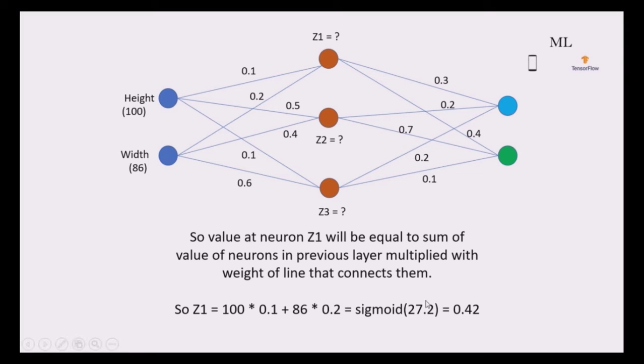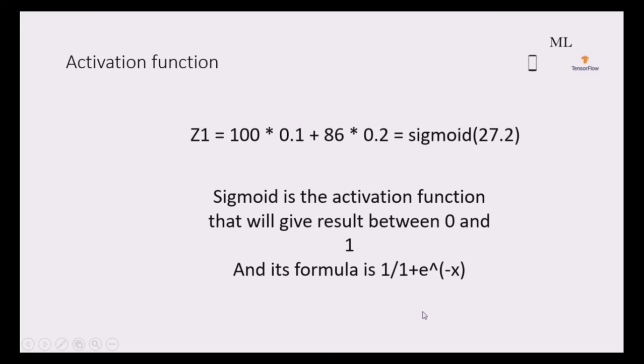So what is sigmoid here? Sigmoid is the activation function, and it will give a result between 0 and 1, and the formula for the sigmoid is 1 over 1 plus e power minus x. You can learn about activation functions in detail, but in this course we will not cover them in more detail. There are other activation functions as well, other than sigmoid.